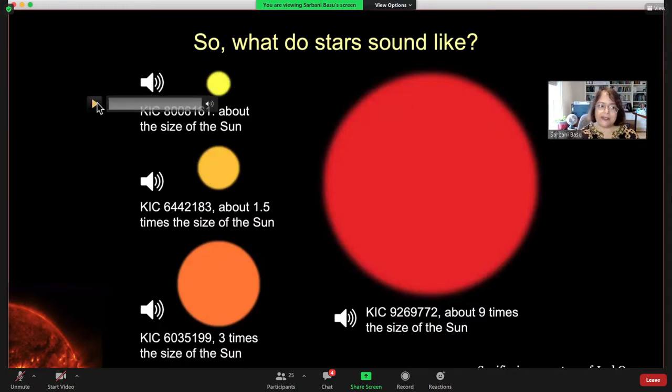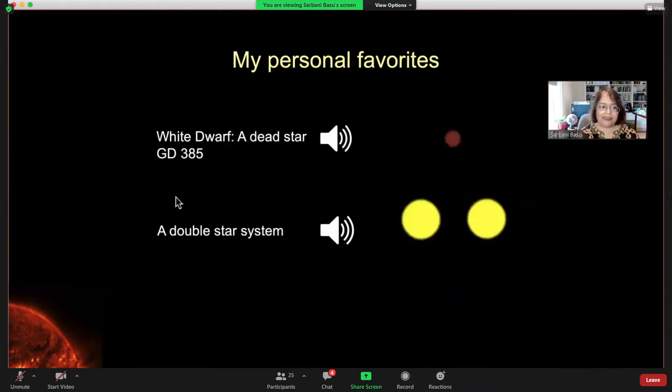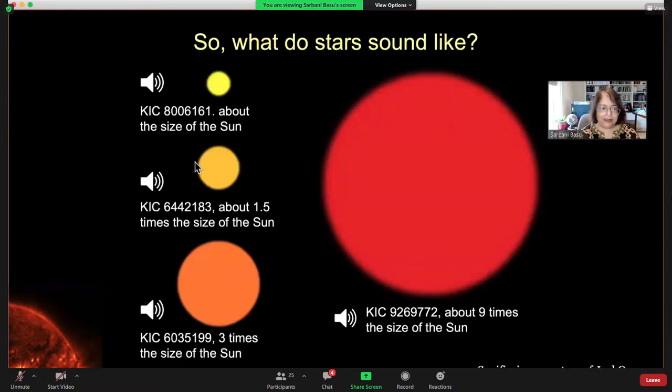This is a star like the sun, about the same size, high-pitched. This is slightly bigger than the sun, slightly lower pitch, but larger amplitude. This is even more lower pitched. And this one, I'll be surprised if you're able to hear this when I play this. Very low pitched. And so these relative frequencies allow us to figure out how big and how massive a star is.